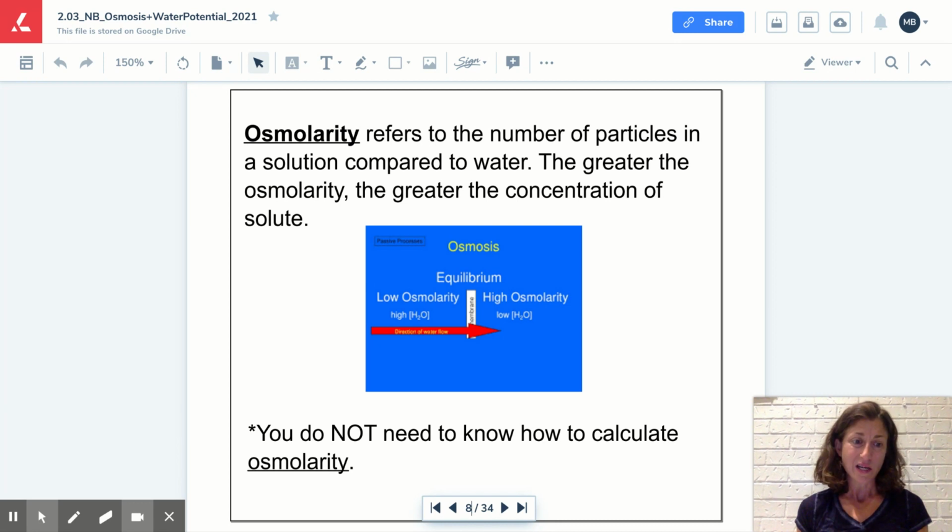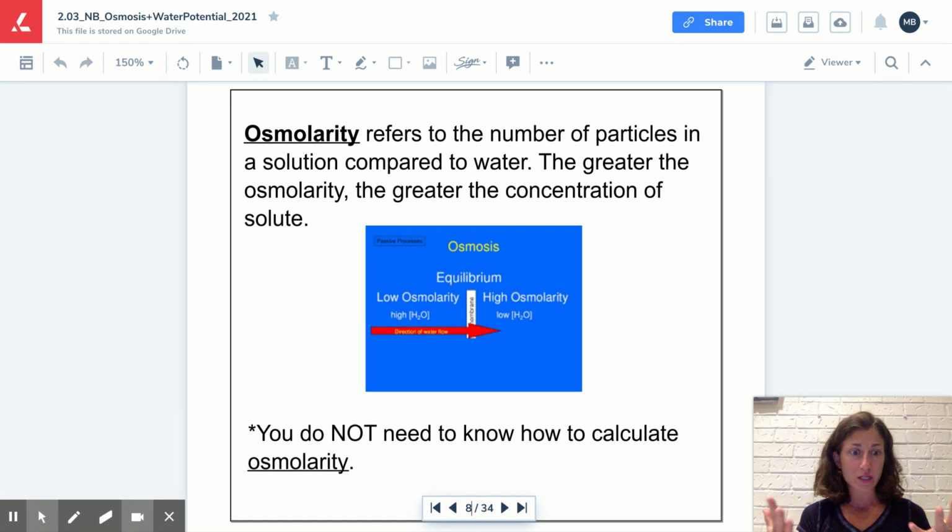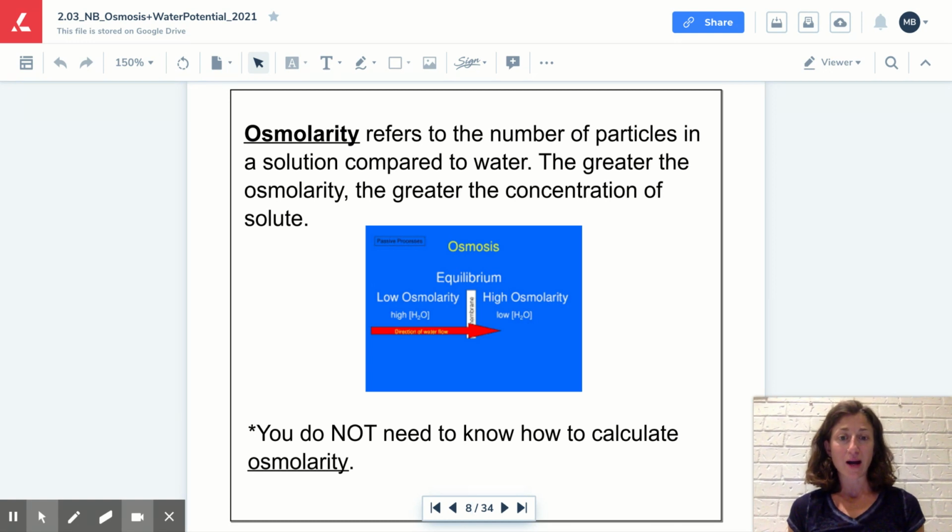More vocab that you're going to see that's the same concept. Osmolarity is a word that you will see that refers to the number of particles in a solution compared to water. So it's like the concentration of solute. The greater the osmolarity, the greater the concentration of solute, okay? So you may see this saying low osmolarity to high osmolarity, which means there's a lot of solute here and there's not a lot of solute here, meaning there's a lot of water here and there's not a lot of water here. So high osmolarity, think molarity talks about the concentration of solute. That means that there's a higher concentration of solute, so less water. Okay, you don't need to know how to calculate osmolarity for this class, but you do need to know what the word means. So I wanted to make sure to go over that.